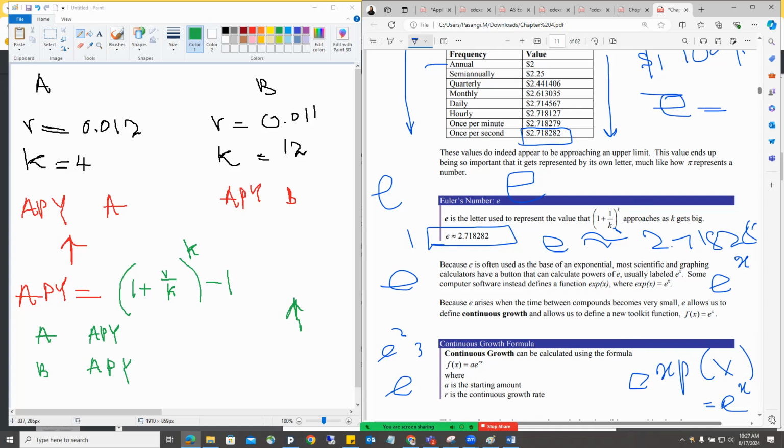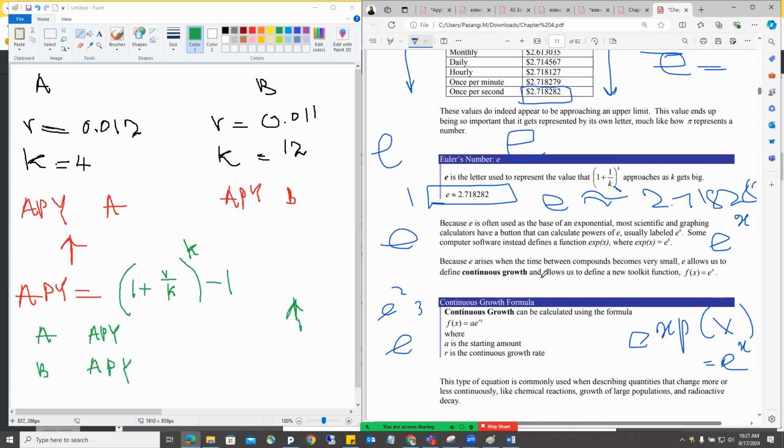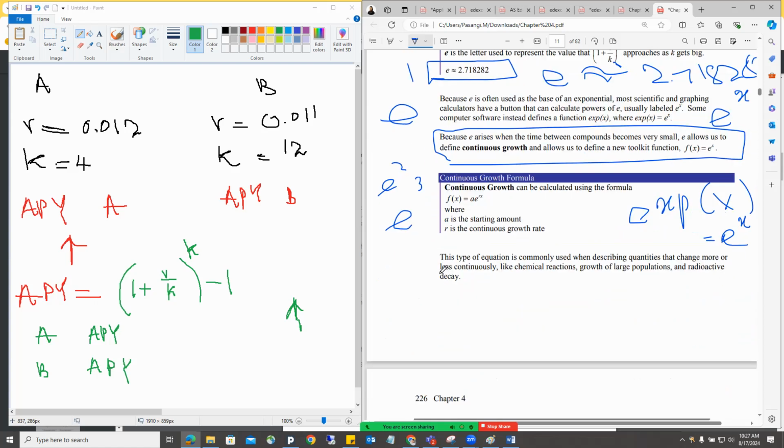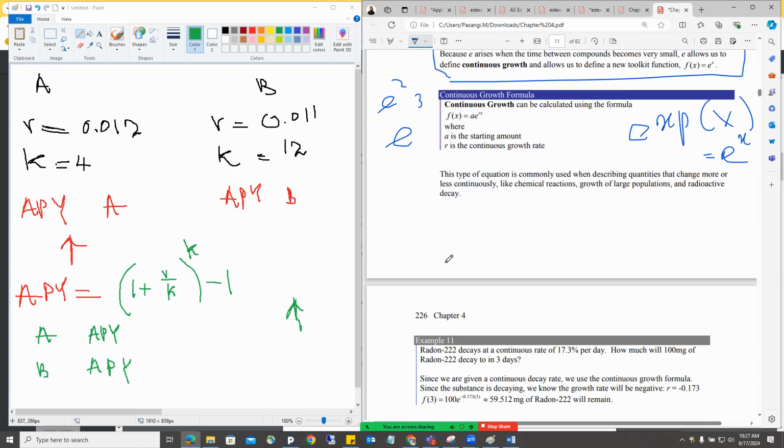Okay? Then, because E arises when the time between compounds becomes very small, E allows us to define continuous growth and allows us to define a new toolkit function, that is E to the power of X. This one belongs to the calculators. Okay? Okay. Now we are moving to the next part.